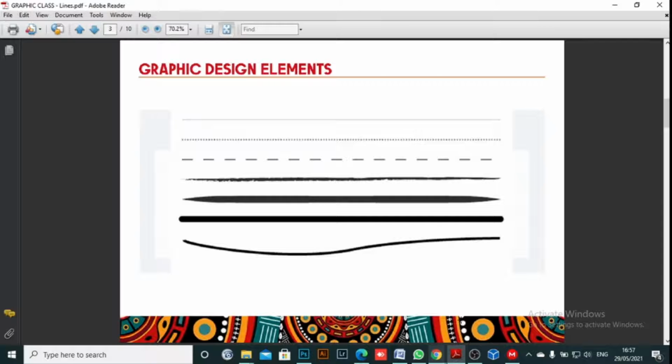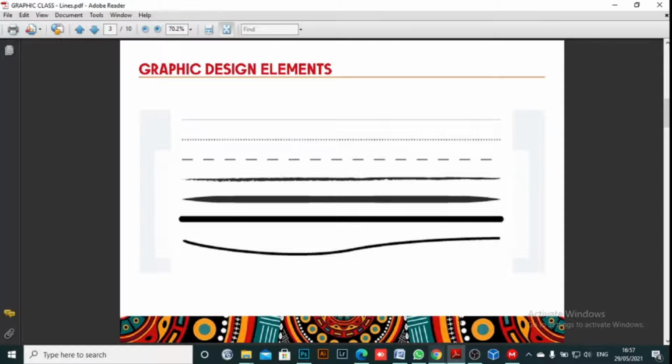These are several lines. There are several types of lines. Now the direction, weight, and character of the line can convey different states of emotion and can evoke various reactions. So the kind of message you want to communicate will determine the kind of lines you're going to use. Further on, we're going to discuss the emotions of lines. I'm going to discuss that.